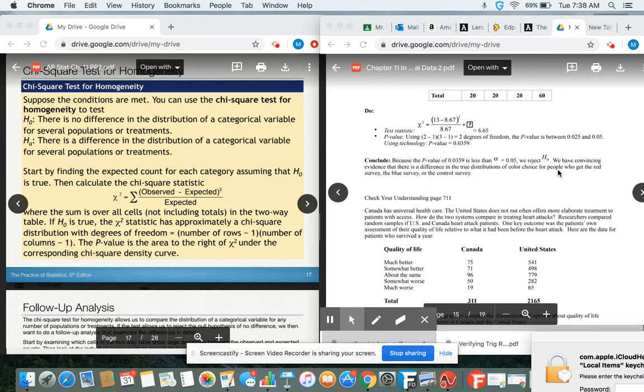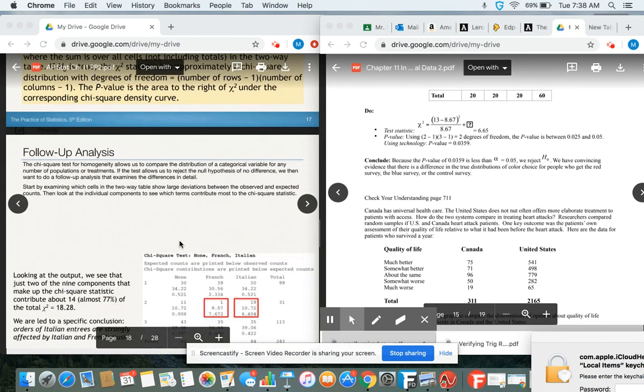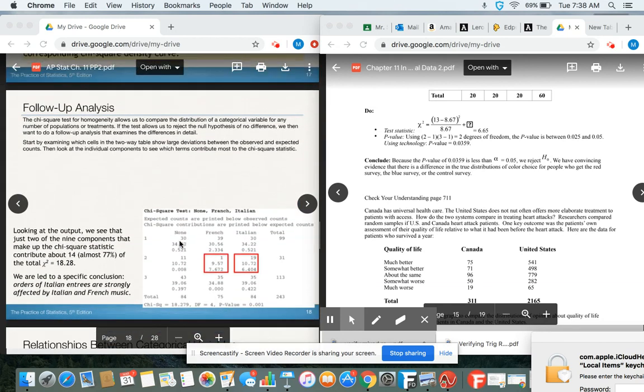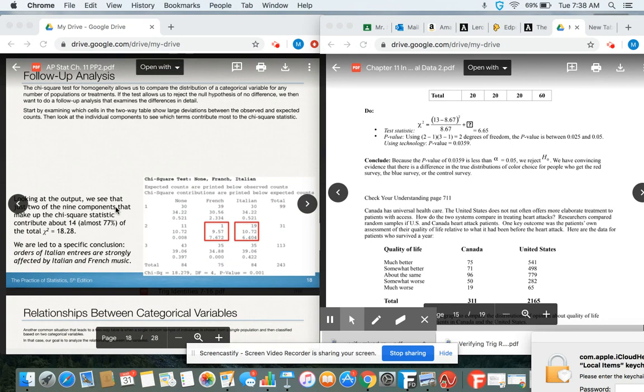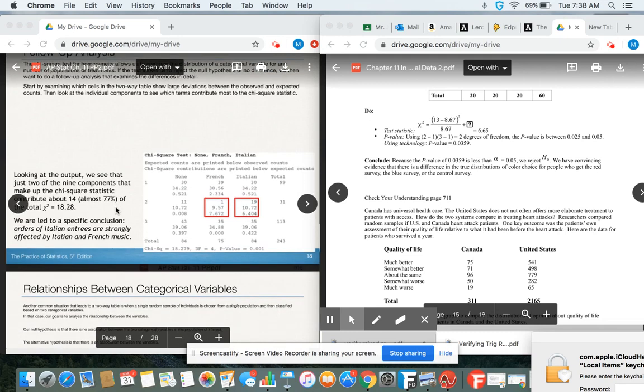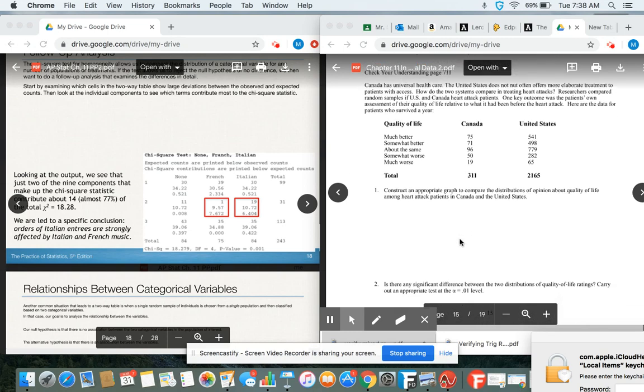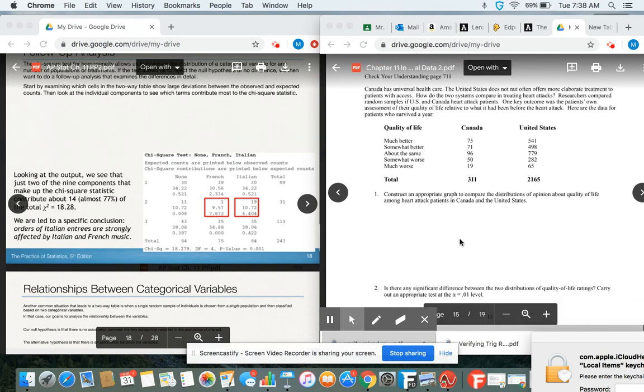It's important that every time we see that when we reject the HO, we could be asked for that follow-up analysis. All right, so anytime that you find convincing evidence in favor of your HA, you might have to do a little follow-up to just kind of examine the differences in detail, meaning like which ones contributed to that chi-squared statistic the most. Okay. So here's a check your understanding, which you guys could do.